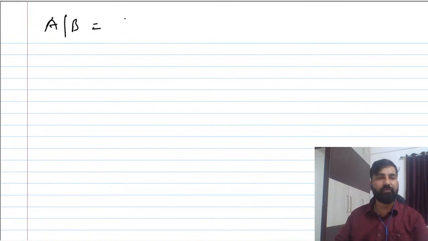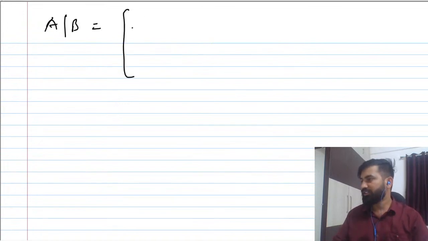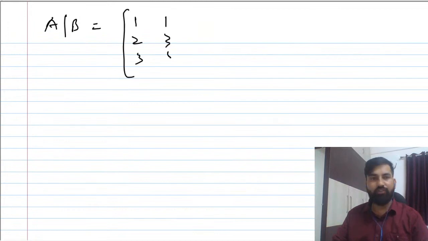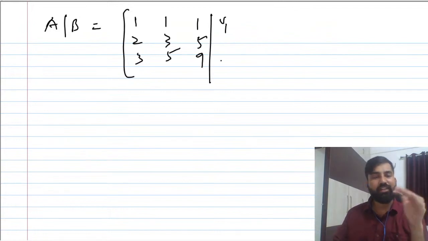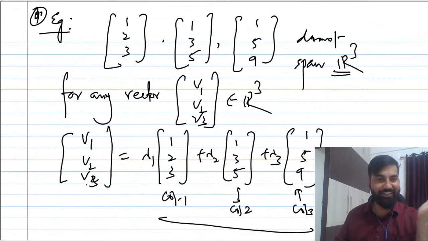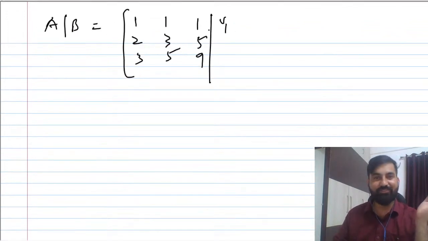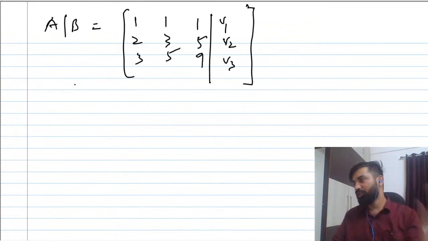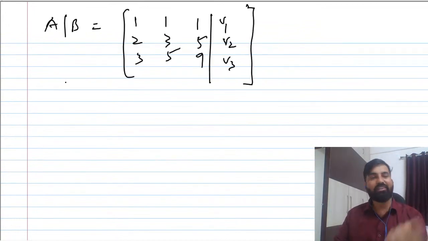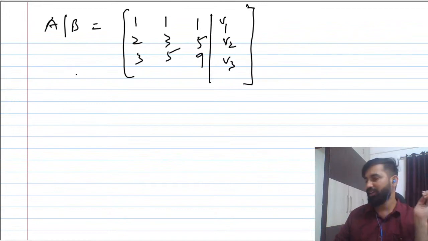A given B, you write here all these things like 1 2 3 and 1 3 5 and 1 5 9. And here you write the right hand side, v1 v2 v3. And when you apply the row operations, just try to reduce it by applying some elimination process.